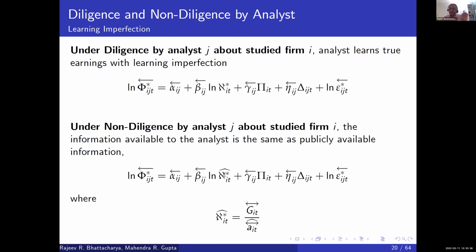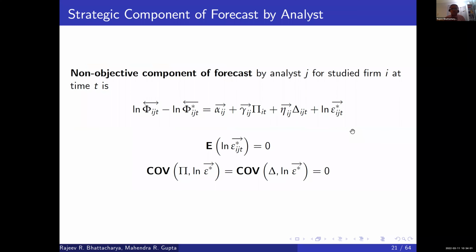Under diligence, remember there is learning imperfection, log of epsilon IGT star. That's still there. There is learning imperfection, but the analyst under diligence learns true earnings with the learning imperfection, whereas under non-diligence, it only relies upon the best public estimate of the firm's true earnings.